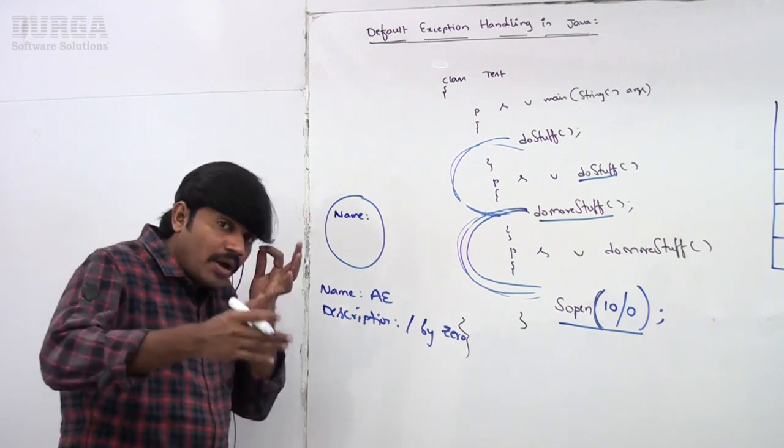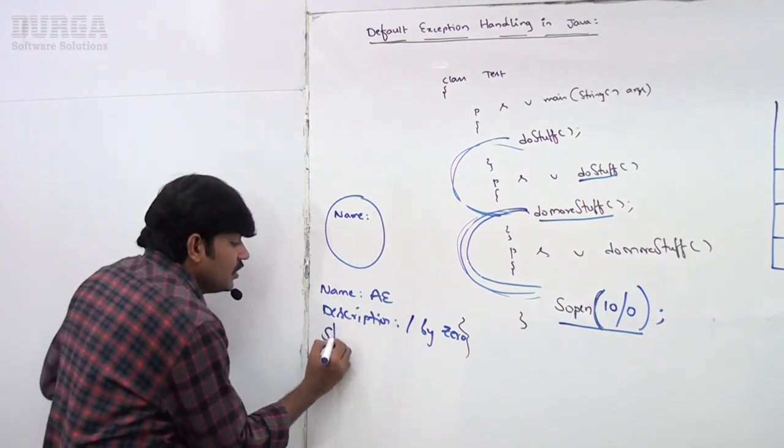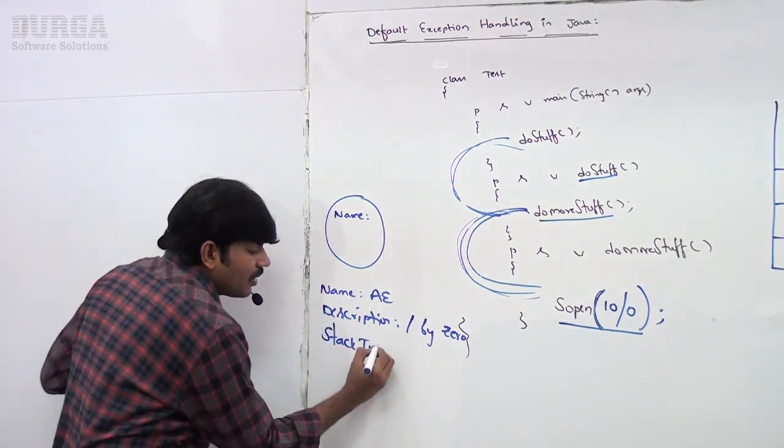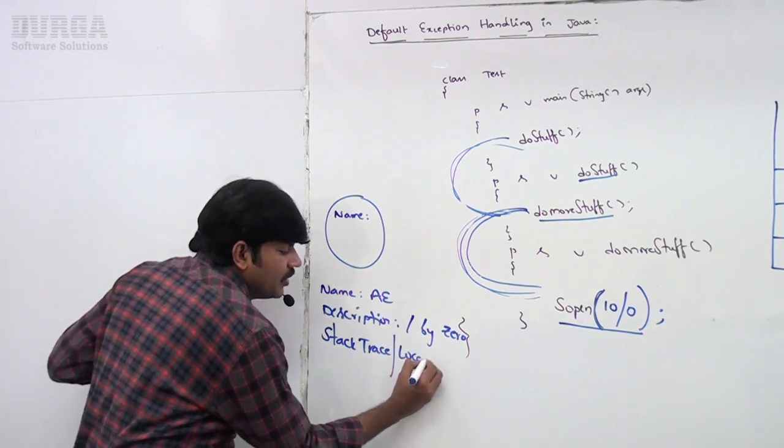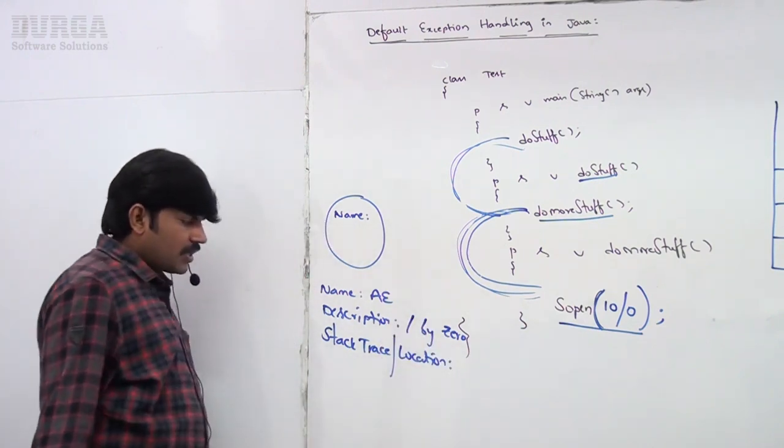Next, what is the stack trace? Stack trace is the location information: where the problem is, at which location the problem came.